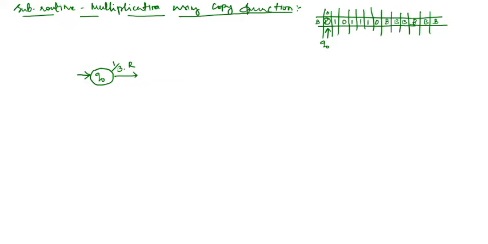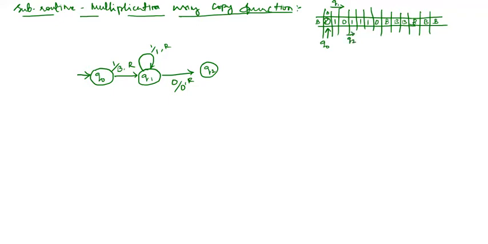Okay, so I am moving forward as q1. In between I can read any number of ones, I just keep moving forward. When I read a 0, I change my state to q2. Now after this, from here it is going to go as q2.